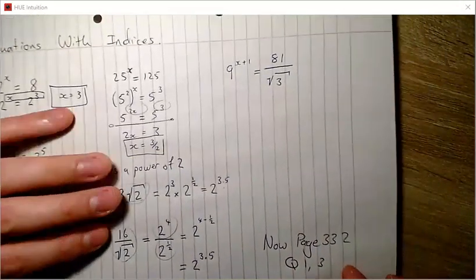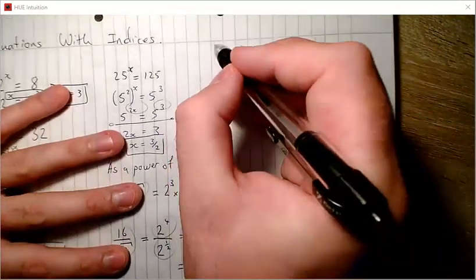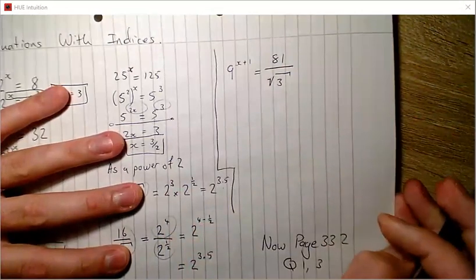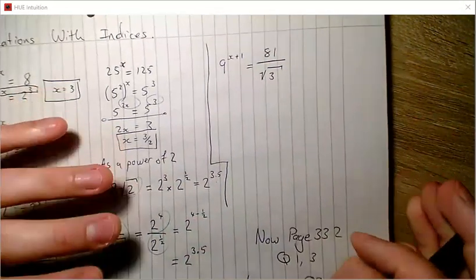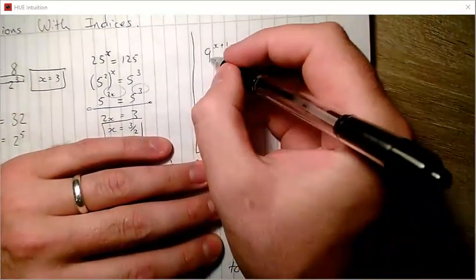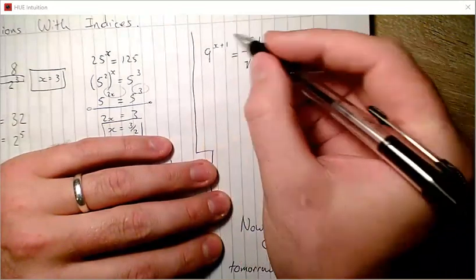Okay, now this one genuinely is quite tricky. So I'm going to do it now, but you might need to come back and watch it again when you get on to, I think it's question 10 in this exercise. 9 as a power of 3. So everything here is base 3.